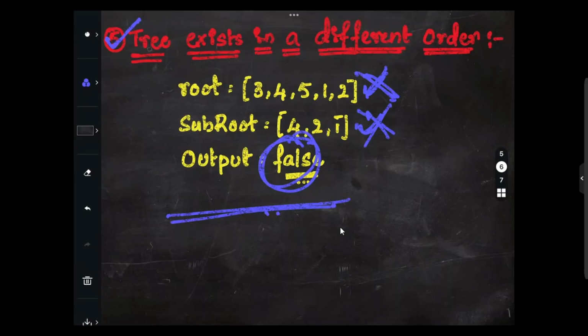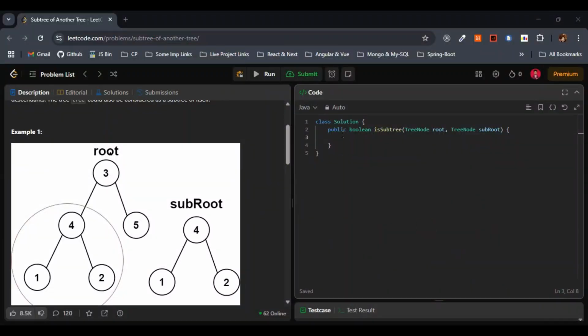So now we are completely familiar with the approach as well as the edge cases, so it will be easier to write the code. Let's start writing the code. The first case here is the base case. We know if the main tree is empty, then no subtree is possible at all. So if root equals null, we have to return false in that case.